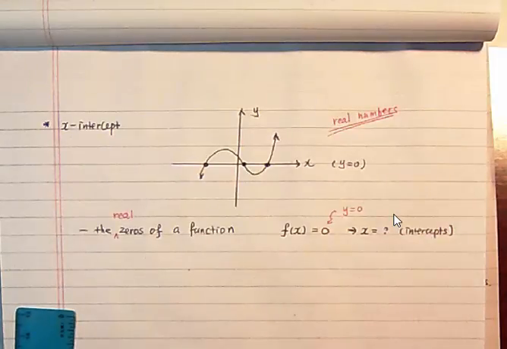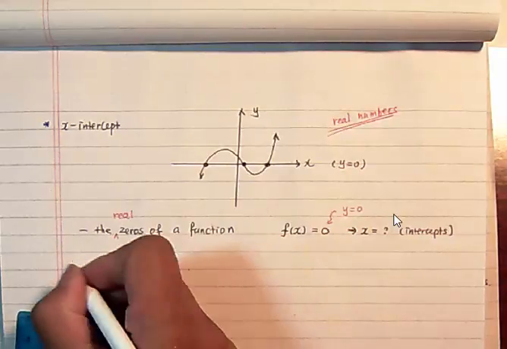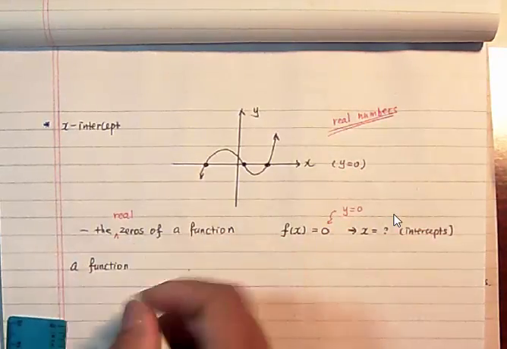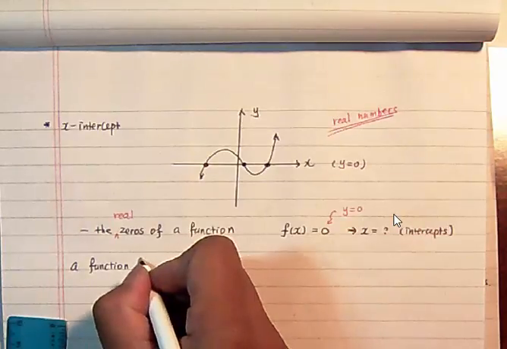Some functions can have more than one x-intercept. Sometimes a function does not have an x-intercept. It's okay, but keep in mind that functions can have more than one x-intercept.